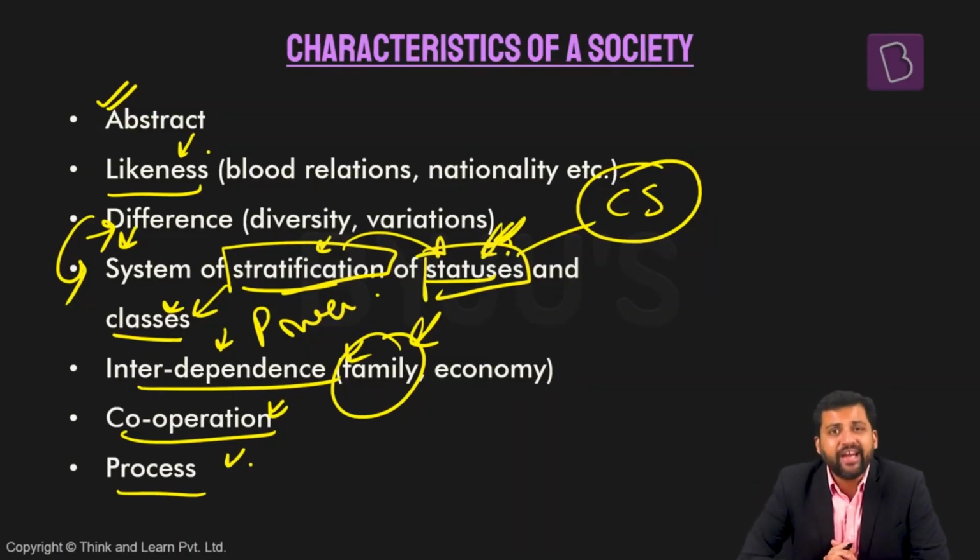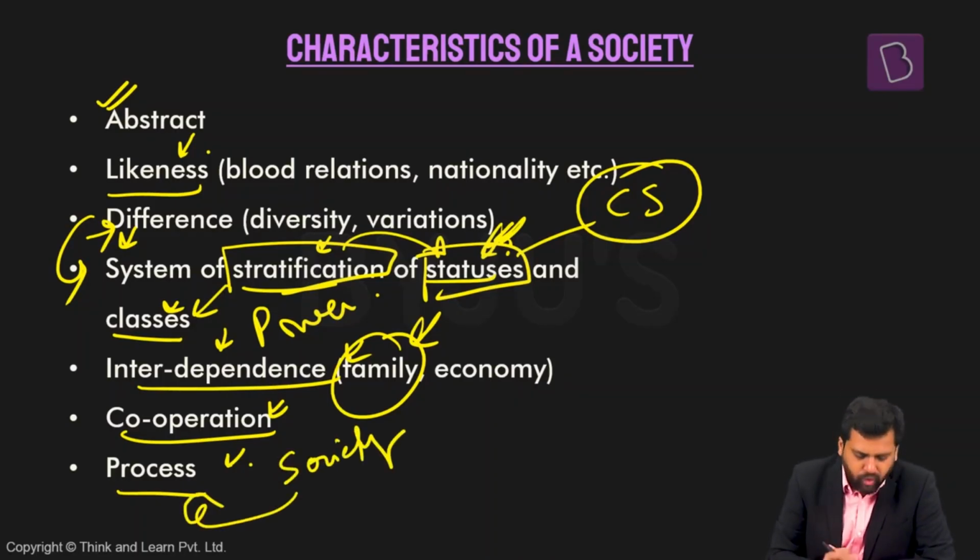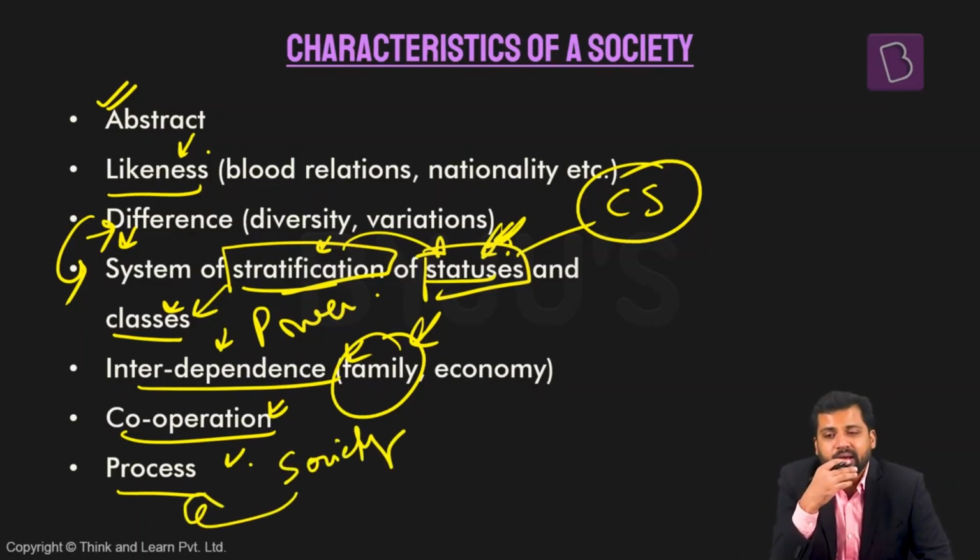The last part: society is a process. What do I mean by this? Society is an ongoing process. What I mean to say here is, societies are not static. Societies keep on changing, keep on evolving. The kind of society that we see right now, maybe 20 years down the line, not even 20 years, 10 years down the line, 5 years down the line, it will have changed.